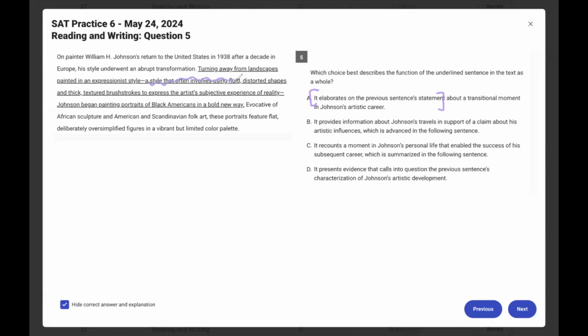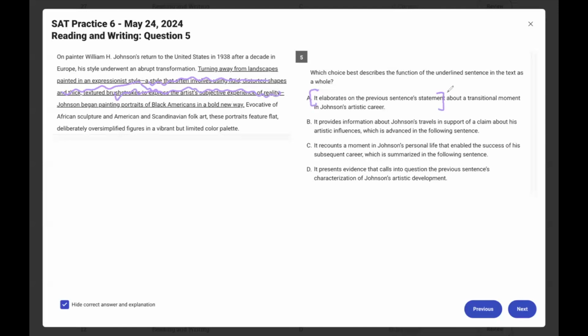This part here is just noise. It's a parenthetical that defines expressionism, which we really don't need, it just distracts you. Then it says that he began painting portraits of Black Americans in a bold new way. So it does elaborate on the previous sentence's statement.